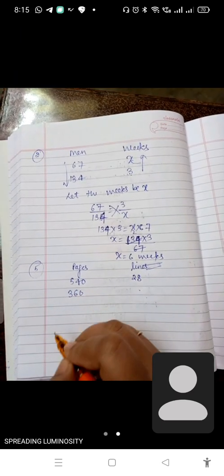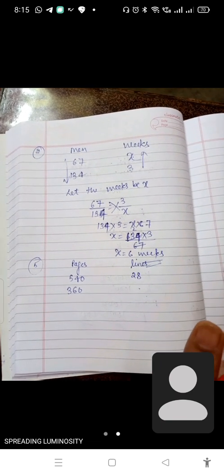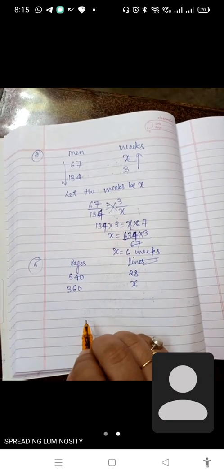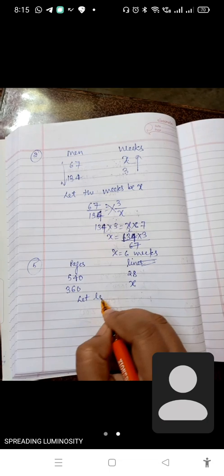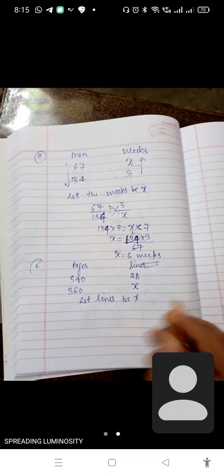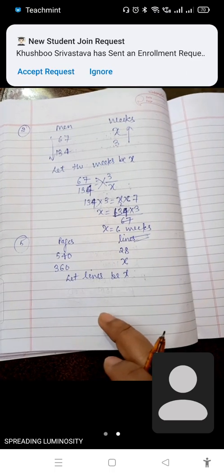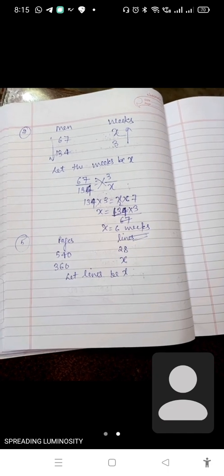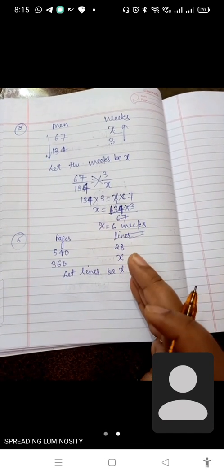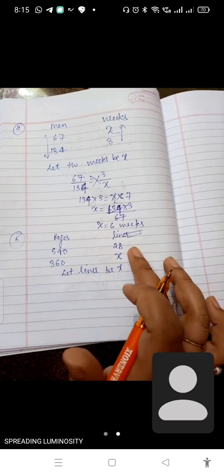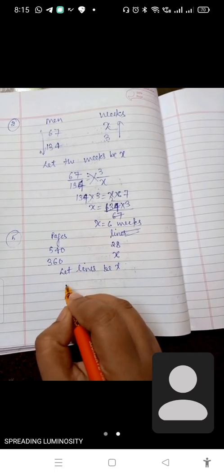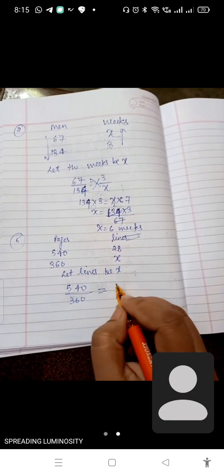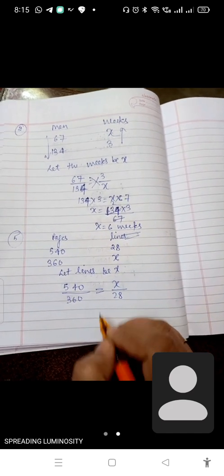If the number of pages are less but the content will be same, so number of lines should be increased. Let lines be x. It is inverse proportion, as I have explained. When we increase the number of pages, then the lines will be decreased. When we decrease the number of pages, then the lines will be increased. So it is in inverse proportion. Write first value as it is and the second will be reciprocal, x by 28.